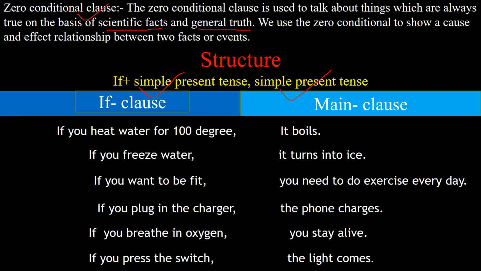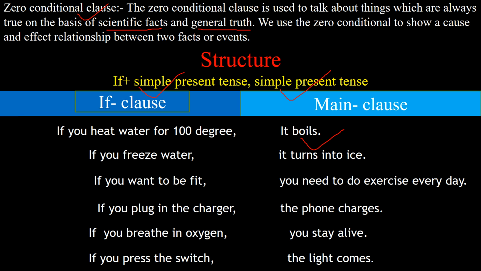So, in zero conditional clause, after if, we have to use simple present tense. Then, even in the main clause, we have to use simple present tense. You can see here are some examples. If you heat water to 100 degrees, it boils.